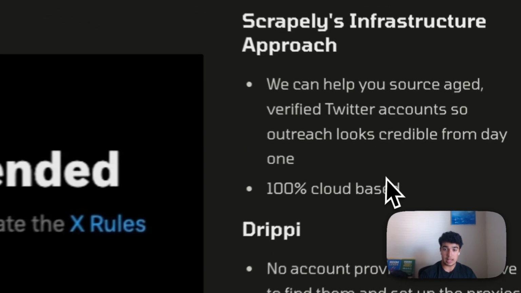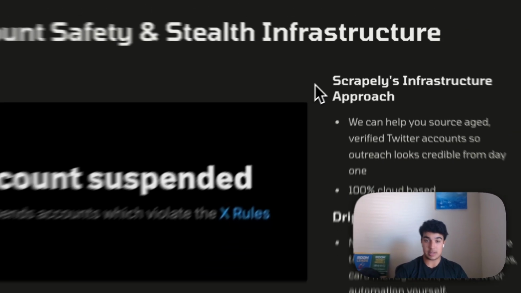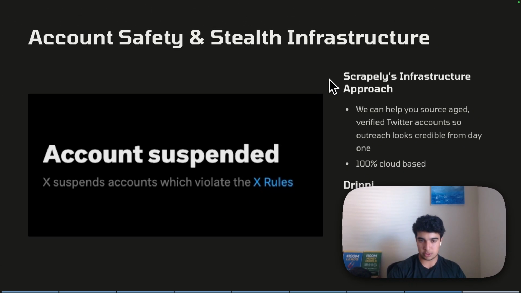So the last thing before we come to the conclusion of who it's for or not is account safety and stealth infrastructure, right? When your accounts get suspended, nobody wants this, right? Which is why we at Scrapely can help you source verified, trusted accounts for Twitter to do outreach on, so you don't have to risk your main accounts or your team's accounts, right? And also, it sends 100% cloud-based, so you don't need your computer to be on 24/7 to be sending DMs, which some other tools do, right?